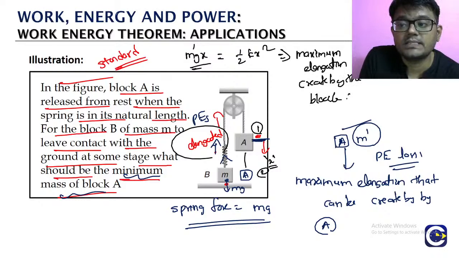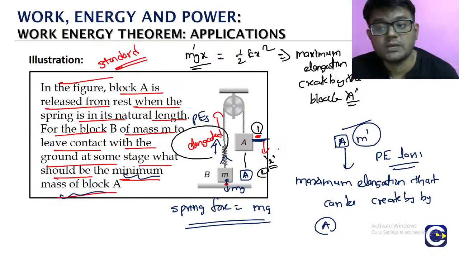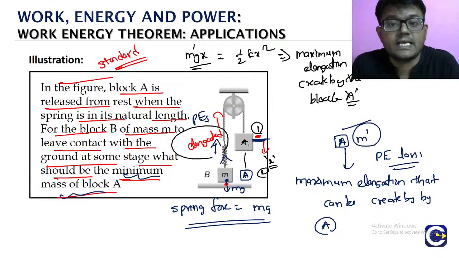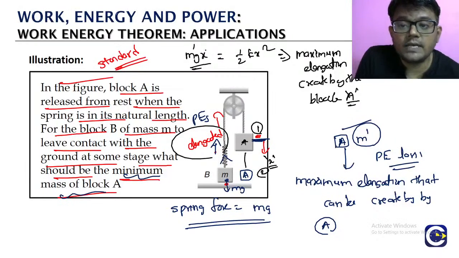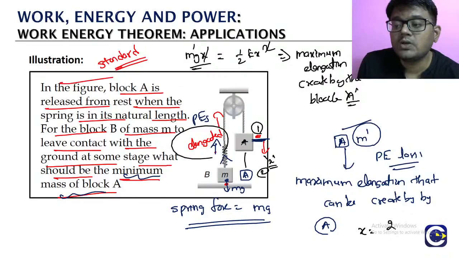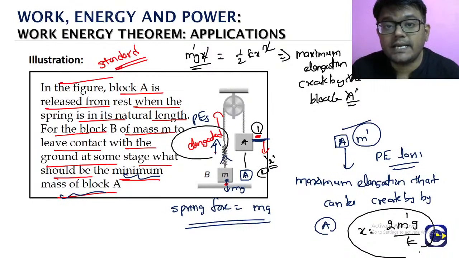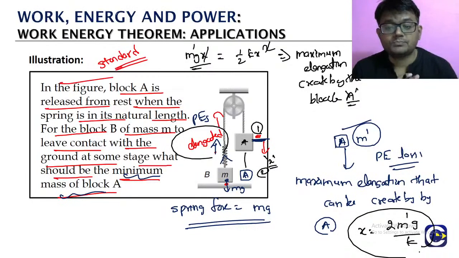This will give us the maximum elongation created by the block A, because we are assuming initially the block A is at rest, finally also it is at rest, means that is the maximum elongation concept. So look at here, one x we can cancel. So from here we will get what is that x value? It will be 2m dash g by k. This is the maximum elongation that can be created by the block A.